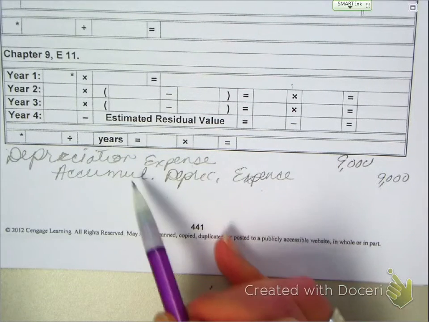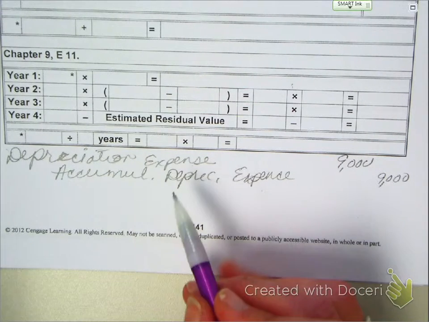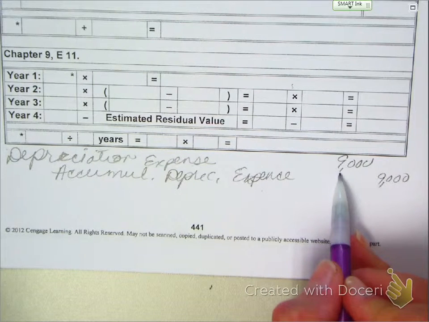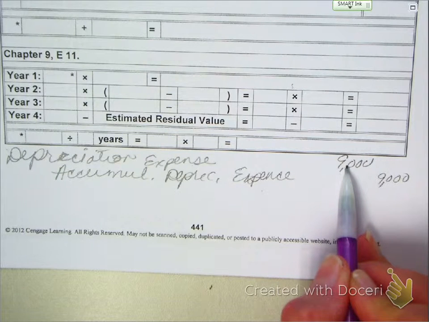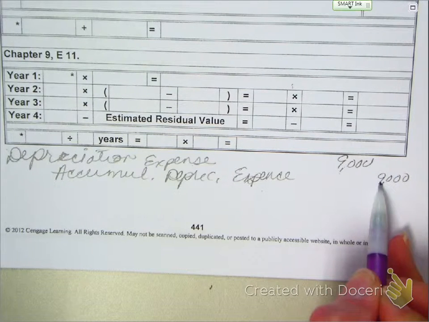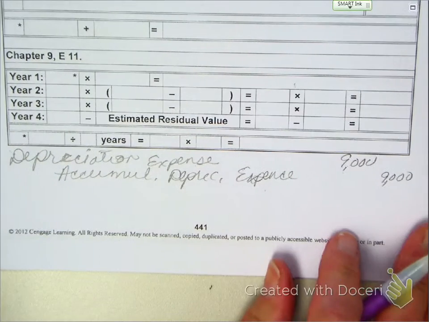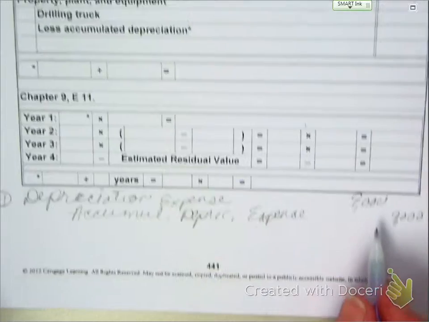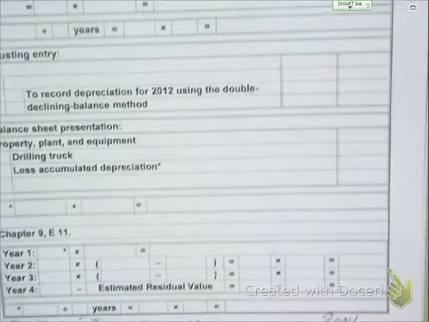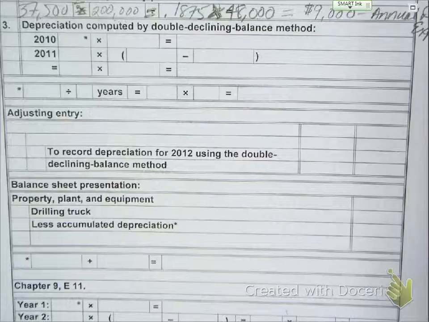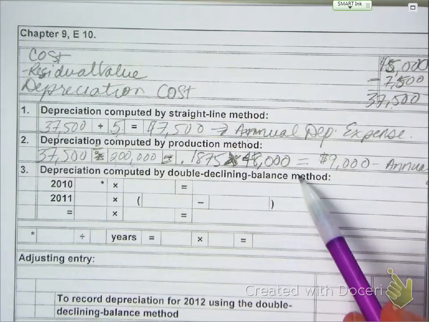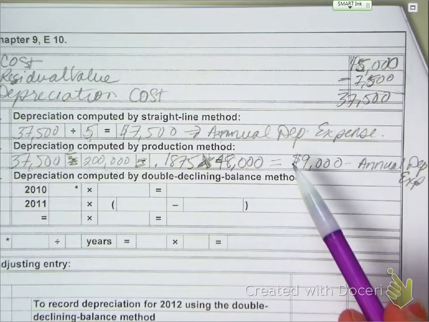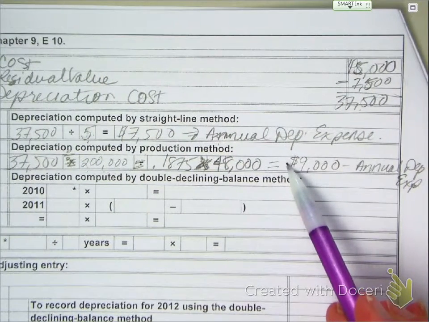If we were doing this journal entry using the straight line method, the only difference would be that our straight line depreciation in that year was $7,500, so we would debit depreciation expense for $7,500 and credit accumulated depreciation for $7,500. That's the only difference. And that's really it as far as our calculations go for calculating our straight line depreciation and production method of depreciation for our problem E10.